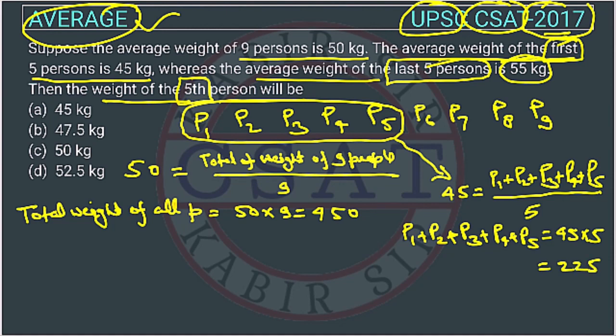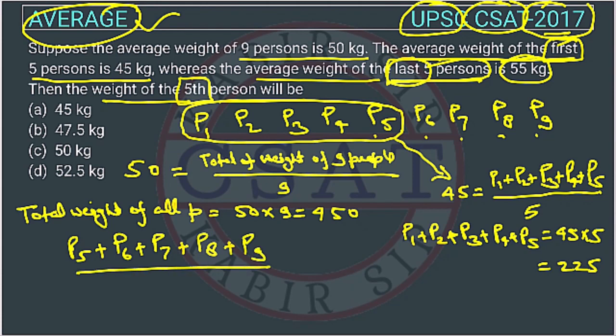See, I am telling you all the steps here so that every student can understand it. Otherwise, you can do it in a short way also, right? I will tell you how we will do it. Okay. Now, the average weight of the last 5. So the last 5 are P9, P8, P7, P6 and P5. So the last 5 means P5 plus P6 plus P7 plus P8 plus P9. So their average weight is also given. Their average weight is equal to 55 kg, right?